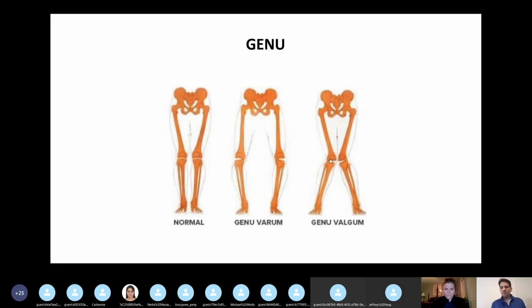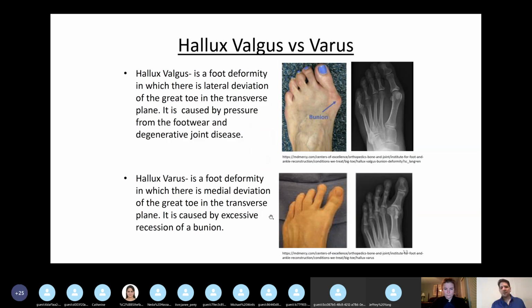Genu similarly, so we're worried about the knee. So what's the immediate distal component? That's going to be the tibia, right? So if you have knock knees, the tibia is going to be displaced laterally. That'll be valgum. Bow legs, the distal fragment is medial, so that's varum.